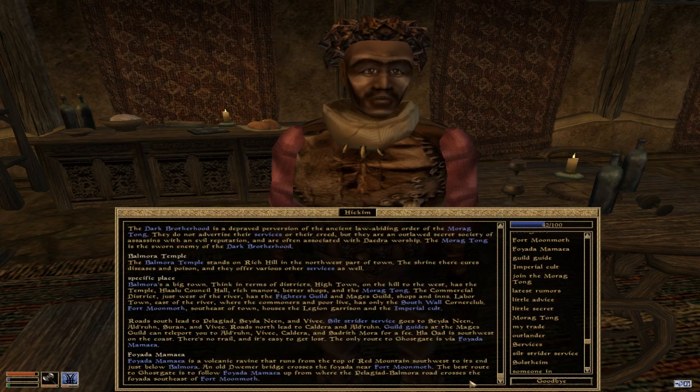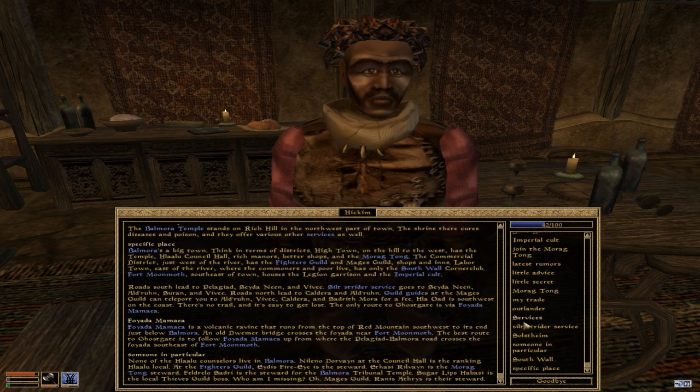Foyada Mamaea is a volcanic ravine that runs from the top of Red Mountain southwest to its end just below Balmora. An old Dwemer bridge crosses the Foyada near Fort Moonmoth. The best route to Ghostgate is to follow Foyada Mamaea up from where the Odai Road crosses the Foyada southeast of Fort Moonmoth. Okay, we know where this crossing is, so we'll ignore this information.